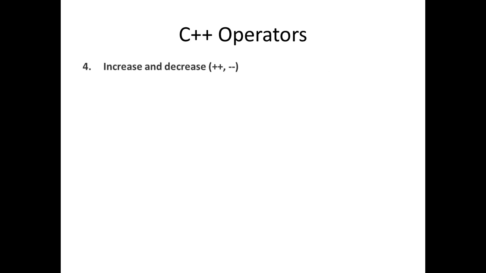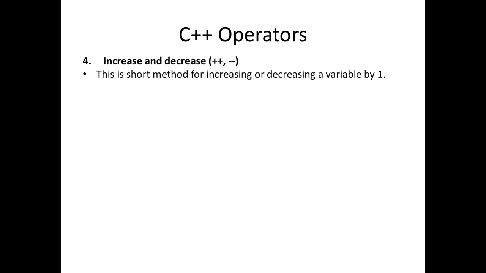Let's go to the next operators, the increase and decrease operators. The increase operator is the double plus sign, while the decrease operator is the double minus sign. What do they do? This is a short method of increasing or decreasing a variable by 1. If we are using plus plus, the increase operator, it increases the value of the variable by 1. But if it is minus minus, it decreases the variable by 1. So it is either adding 1 or removing 1 from the variable.